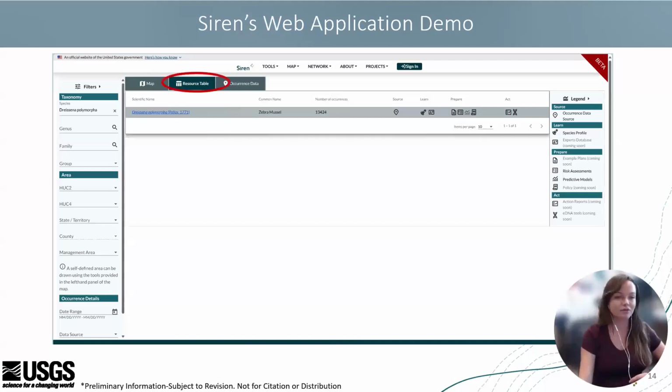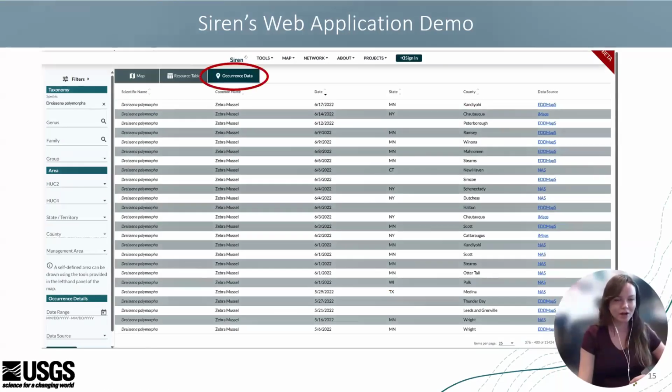Then if I click on a resource table, I'm met with, again, the tools and resources that are available for this species that we saw on the species page, but this is another place to access that information. And we can see the number of occurrences that are on the map, as well as those tools here. Then when I click on the occurrence data tab, I'm met with the tabular data for each individual occurrence point, and I can individually go to the original source location for this information.